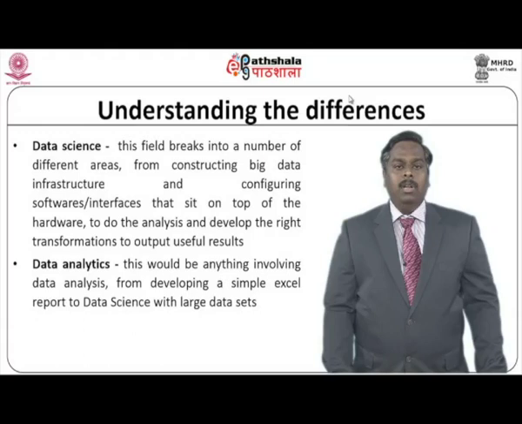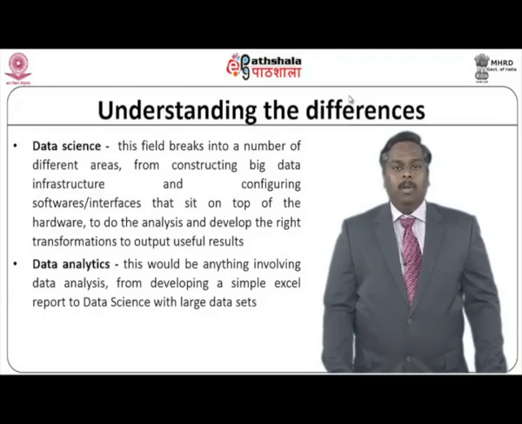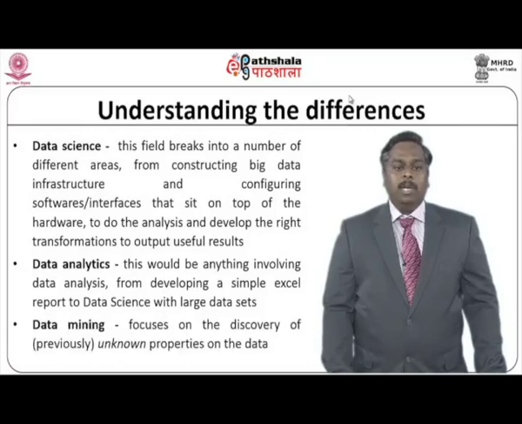The second important term related to analytics is data analytics itself. I think we discussed the definition of data analytics in our first module. Once again, let us recollect the definition. Data analytics involves everything from something as simple as generating a report using Excel to the maximum of handling data science with respect to large data sets. So, data analytics involves any technique that deals with data for the purpose of useful transformation.